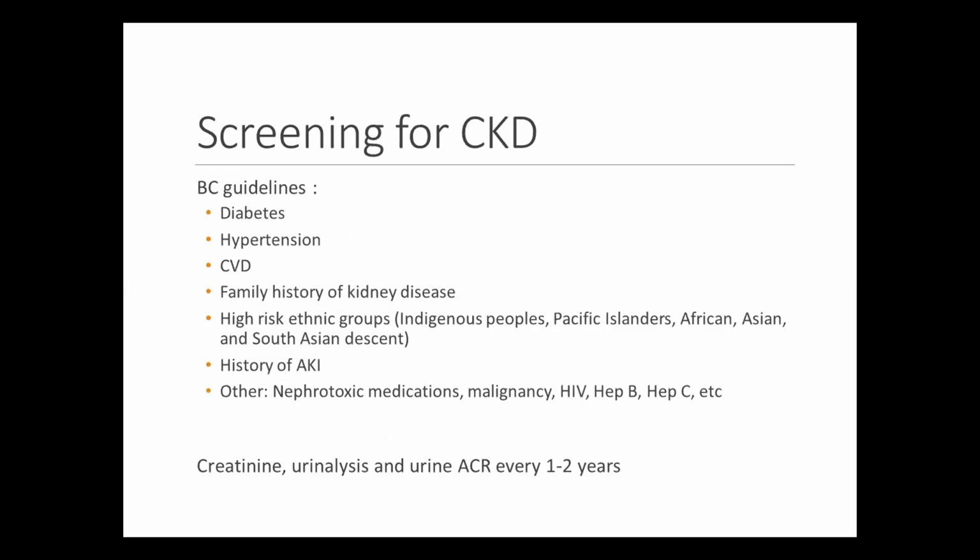I think you're all familiar with the screening guidelines for chronic kidney disease in BC. Typically, we screen people with diabetes, hypertension, cardiovascular disease, a family history of CKD, or individuals from high-risk ethnic groups for CKD, as well as a history of ACEi. I've added on a section on other, which includes nephrotoxic medications, malignancy, HIV, Hep B, Hep C, just because these processes can also have an impact on kidney function.